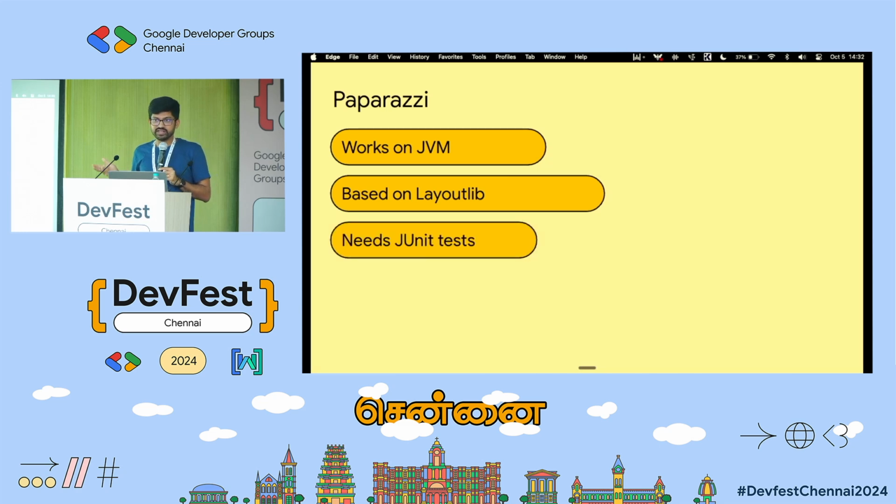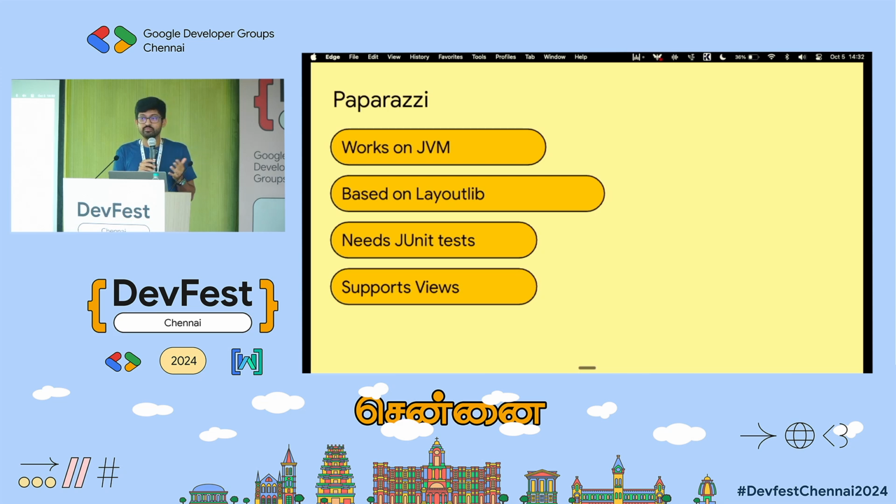It needs JUnit tests. So the way you write a Paparazzi test is you have a normal unit test, JUnit. There you define what exactly you want to launch in terms of UI, what interactions you might want to do, and what sort of theme changes and other things you might want to do. It also supports views. So Paparazzi that way is different from the other tools because you can launch views, you can launch composables. It's a very similar API. So if you want to screenshot test your views as well, Paparazzi is great.